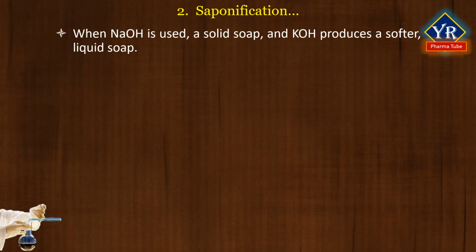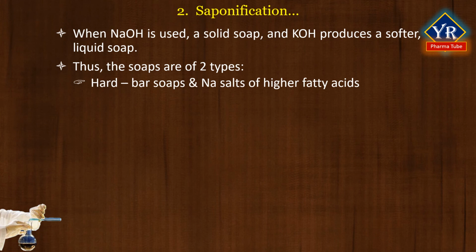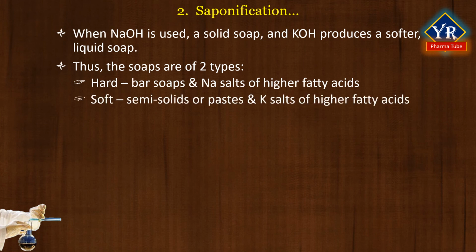When sodium hydroxide is used, a solid soap is produced that can be molded into a desired shape. And when potassium hydroxide is used, that produces a softer liquid soap. The soaps are of two types, hard and soft soaps. Hard soaps such as common bar soaps are the sodium salts of the higher fatty acids, and soft soaps are the potassium salts of higher fatty acids and are marketed as semi-solids or pastes.